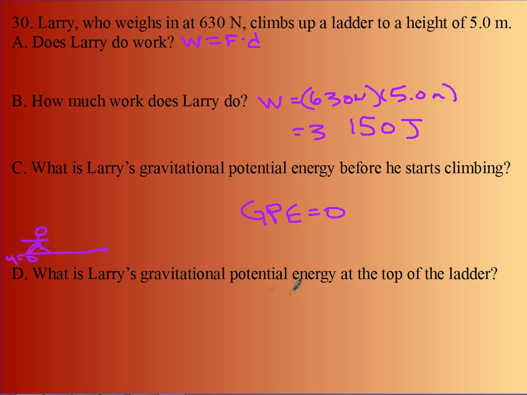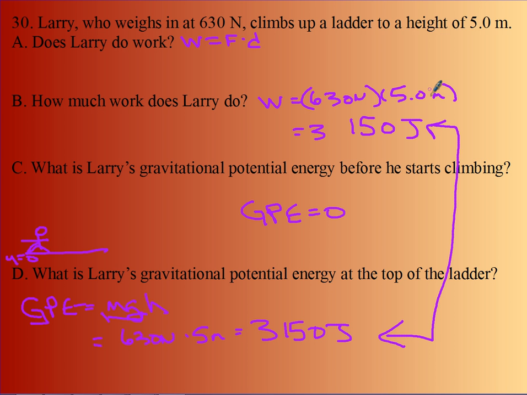Now, what's his gravitational potential energy at the top of the ladder? Well, GPE is mgh. I don't know his mass, but I could find it. Mass is his weight divided by gravity, so this is his weight times height, so it's 630 newtons times 5 meters, or 3,150 joules. Oh my goodness, look at that. His work is the same as the change in gravitational potential energy. Fill in a theorem, come on.